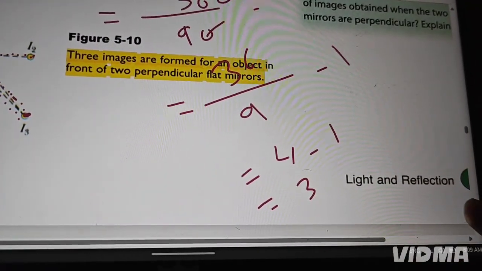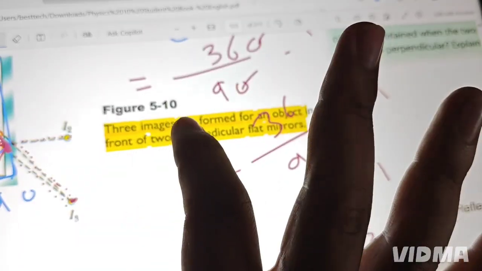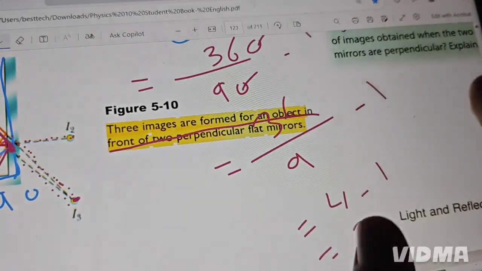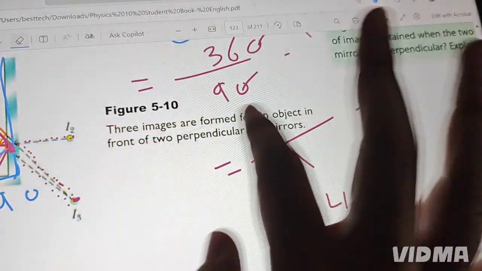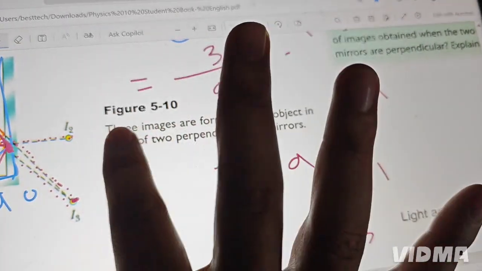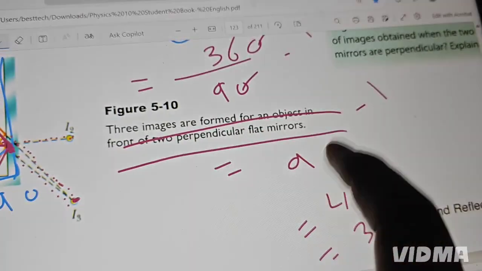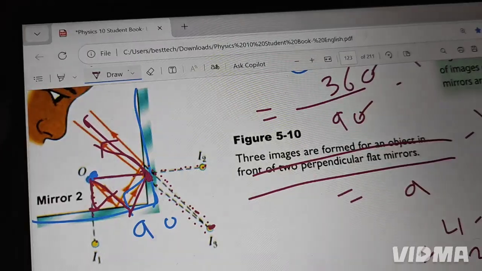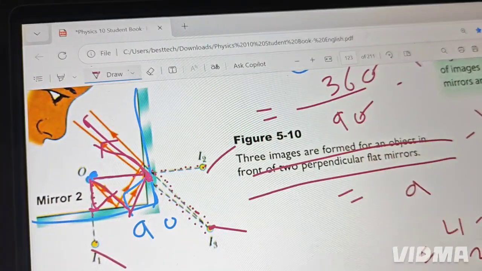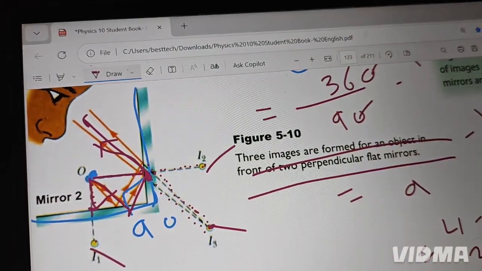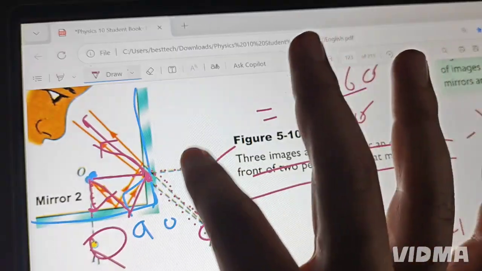What's the meaning of the answer 3? It means that 3 images are formed. Look, 3 images are formed for an object in front of two perpendicular flat mirrors: 1, 2, 3. When the angle between them is 90 degrees, there are 3 images behind the mirror.